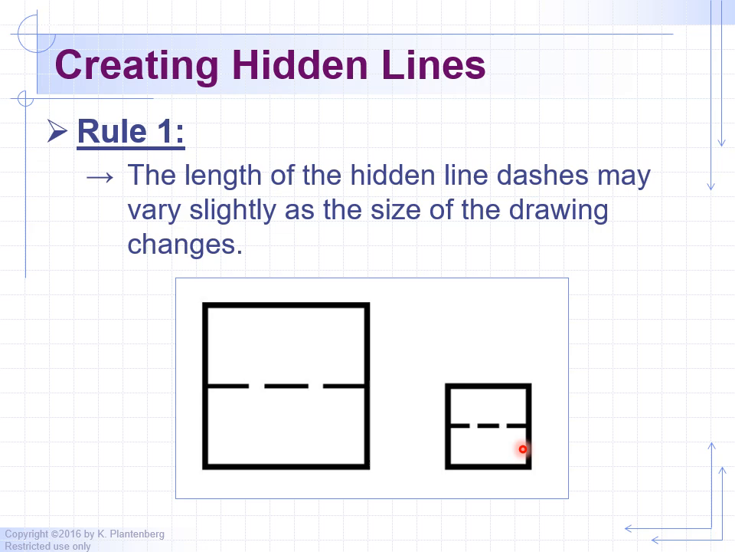Now, one thing about this is what you don't want to do is have many different dash sizes all over your drawing. So when you're making an adjustment, you should be adjusting all of the hidden lines on a view or most of the hidden lines on a drawing, so that there isn't any confusion about what they represent.